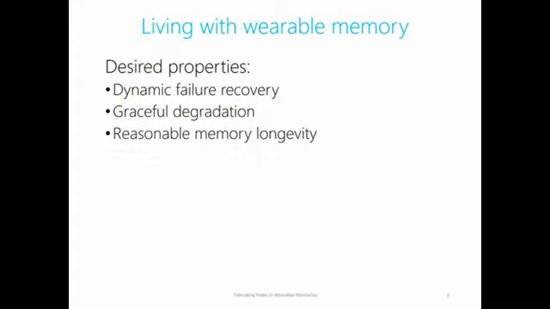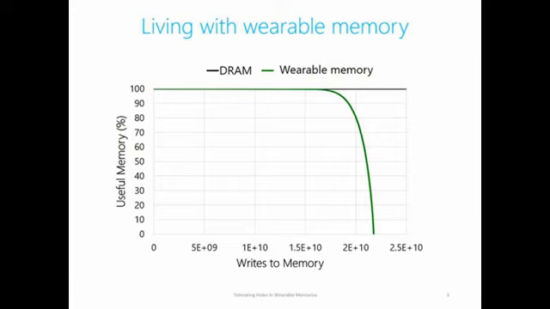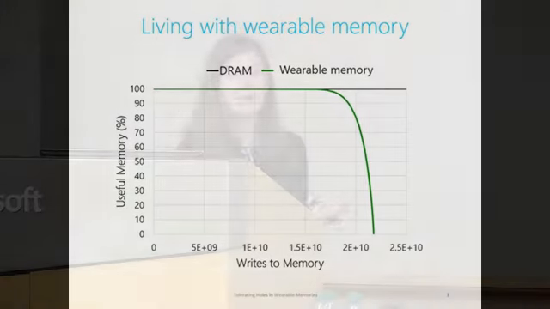Another desirable property is graceful degradation and also reasonable memory longevity. So I just want to use this graph to illustrate that. Here I'm showing on the x-axis writes to memory, and on the y-axis the useful memory capacity we have. And right now what we have is the DRAM line, which is that black line on the top. It's always guaranteed to be full capacity and fully correct. And when we get into the wearable memory world, what we have is this curve where memory gracefully degrades, but we want to push the green line as far as we can.